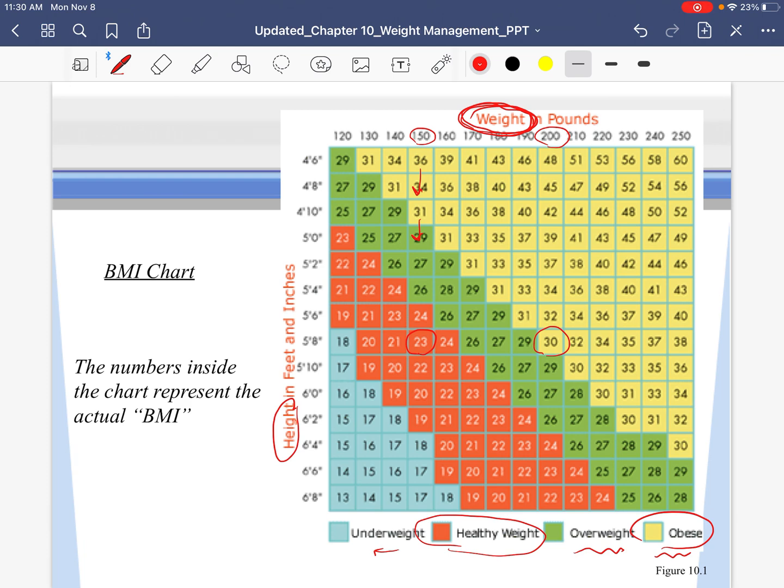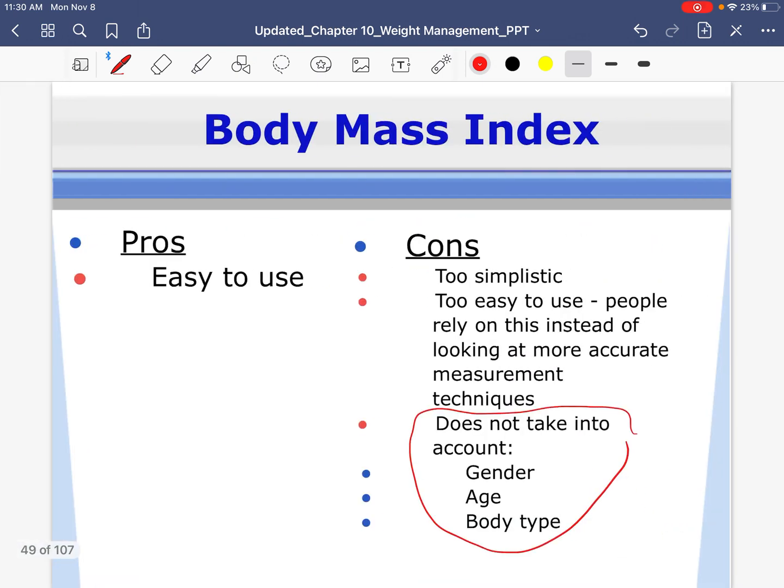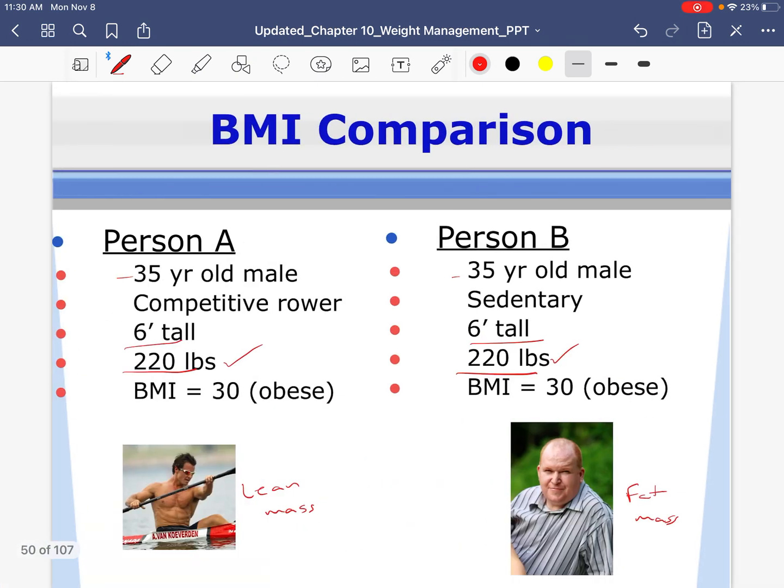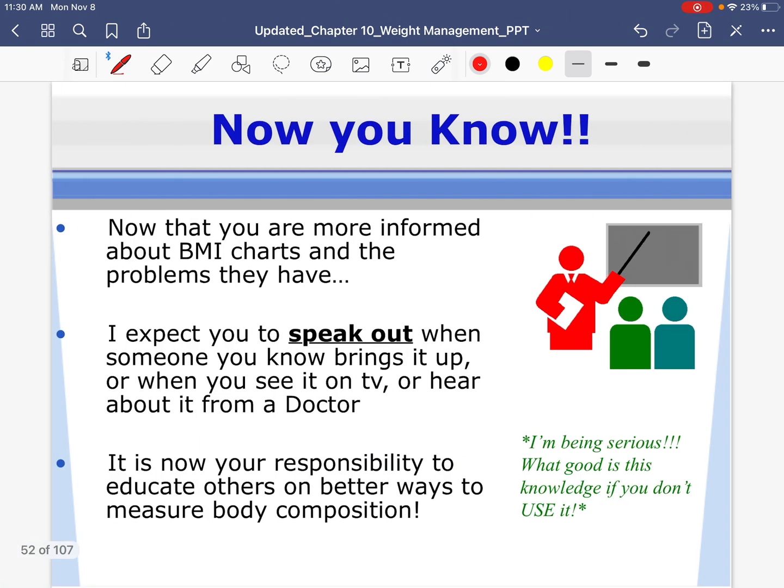In fact, folks, muscle weighs more than fat. A 220-pound guy could be really full of muscle. Or a 220-pound guy could be full of fat. So that's my biggest beef with this. According to this chart, this guy on the left would be shown as obese.